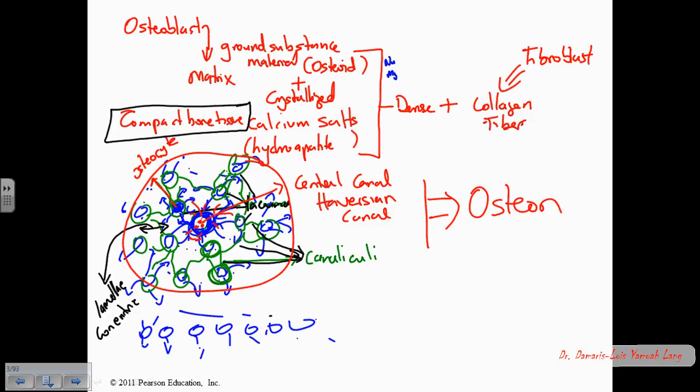So compact bone is made up of this. When you take a bone, say a chicken bone, and you have a transverse cut, you cut it across like this, and you are looking at it from the top, this is how the bone is going to look. It's going to look something like this.